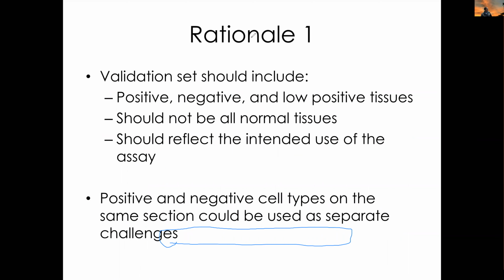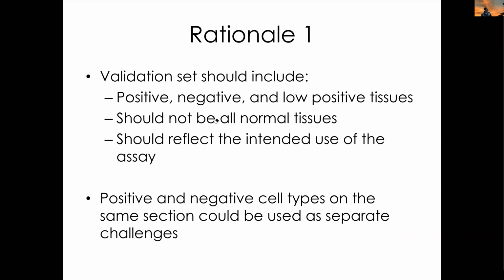So the validation issues that are involved here. What do we put in the validation set? What cases do we choose to validate? Well, in general, we'd like to see positive, negatives, and low positive tissues. So we'd like to be pretty clear that near those threshold cutoff values, we're still going to provide consistent results.